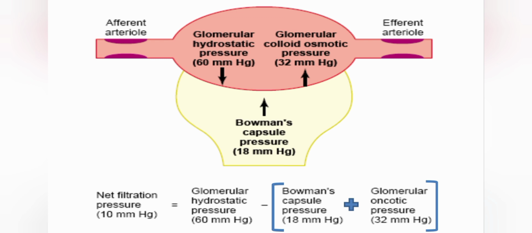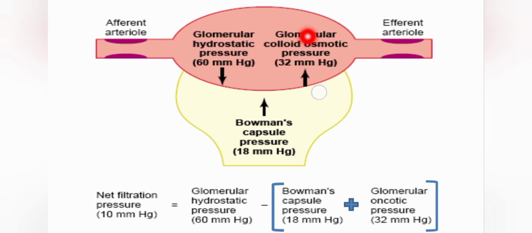Okay, now let's see how these forces vary in different conditions. Bowman's capsule hydrostatic pressure increases whenever there is obstruction of the urinary tract, for example by kidney stones. In case of kidney stones, because of the back pressure, this Bowman's capsule hydrostatic pressure will be increased, and it will hinder the formation of glomerular filtrate.